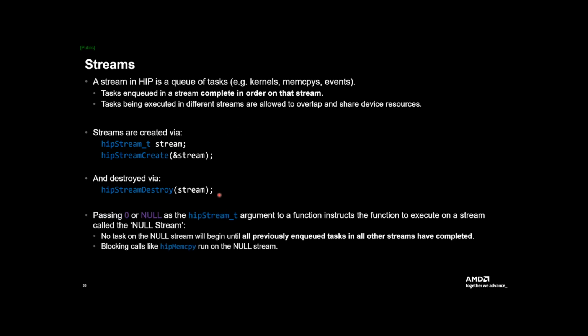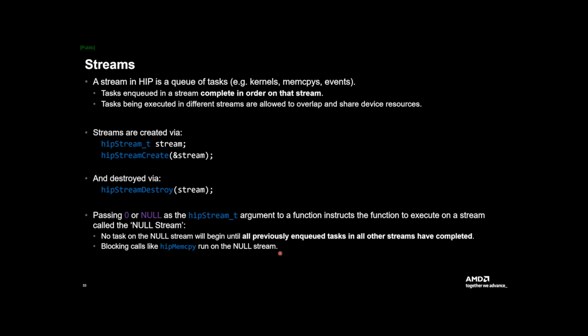Now, passing 0 or null as a heap stream argument to a function instructs the function to execute on a stream called the null stream. No task on the null stream will begin until all previously enqueued tasks in all other streams have completed. So blocking calls like heap memory copy run on the null stream, which means that when you run something on the null stream, you assume that the rest are finished, and then this runs.